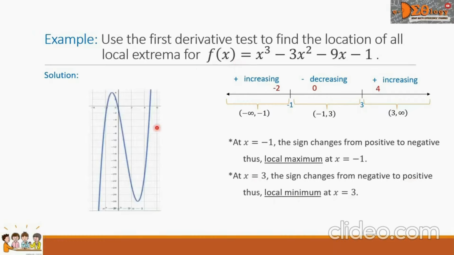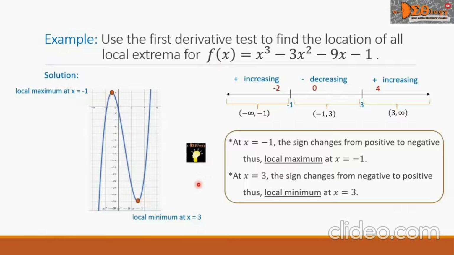Using GeoGebra, this is the graph of our function here. We can see on the graph that there is a local maximum at x equals -1. This is the point. Also, there is a local minimum at x equals 3. This is the point. This is now our final answer.